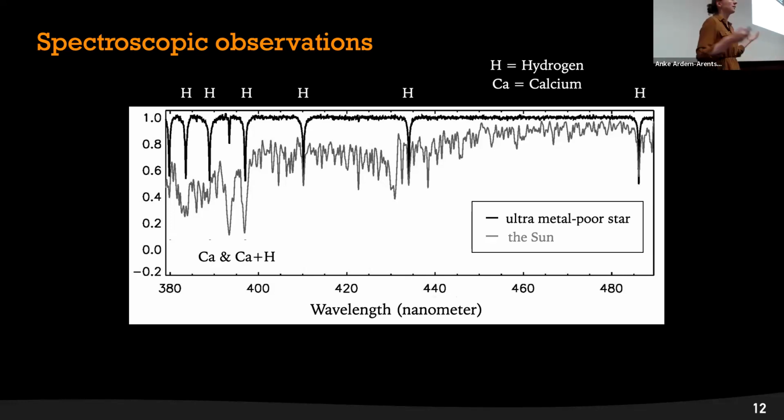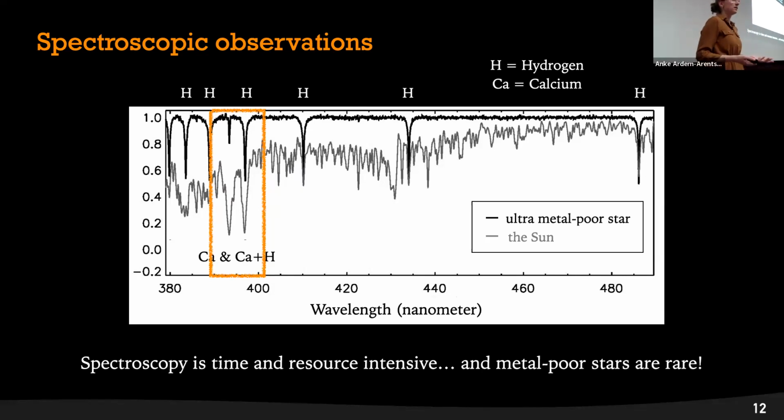So from the spectra, it's relatively easy to tell whether a star is metal rich or metal poor. Especially this region is either very strong lines or almost no lines, but still a little bit of calcium here. So this region is very sensitive to the metallicity, even for ultra metal poor stars.